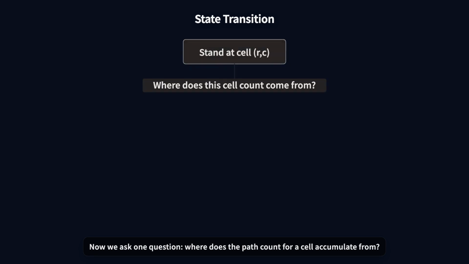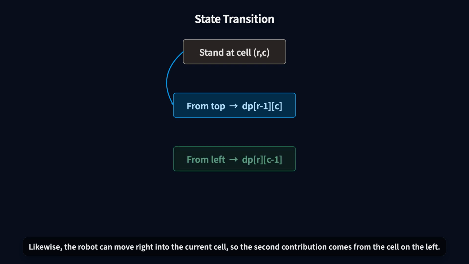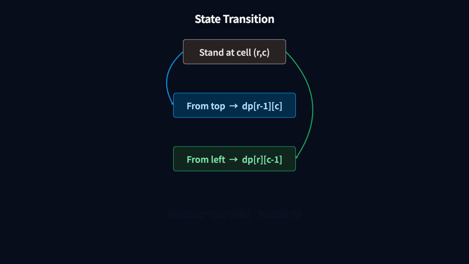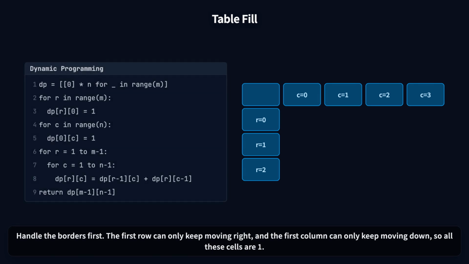Now we ask one question. Where does the path count for a cell accumulate from? Since the robot can move down into the current cell, one contribution comes from the cell above. Likewise, the robot can move right into the current cell, so the second contribution comes from the cell on the left. These two parts are disjoint and complete, so the path count of the current cell is simply top plus left. Handle the borders first.